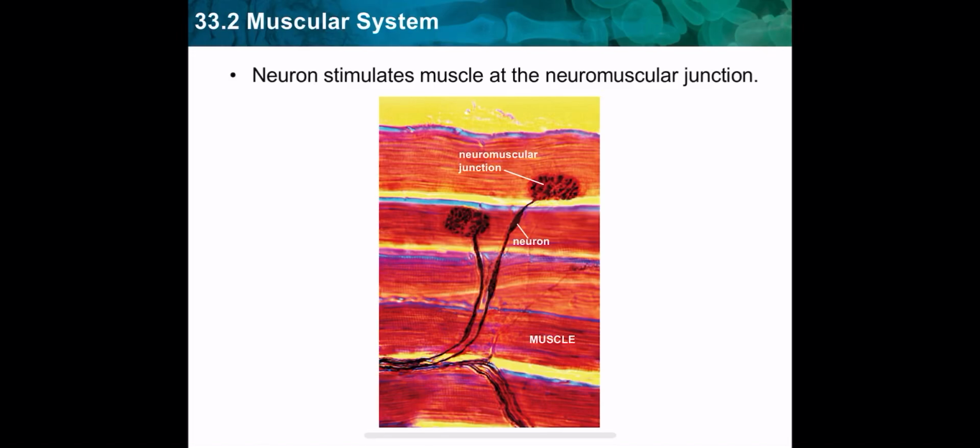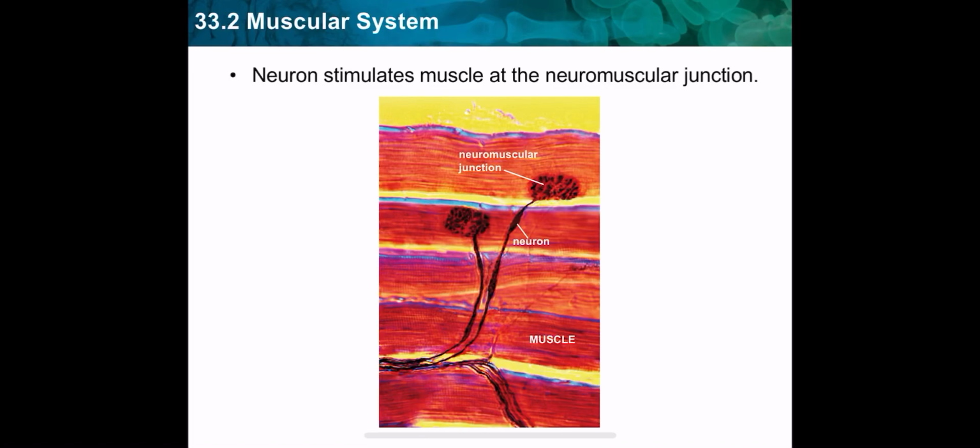Guys, let's complete section 33.2, the muscular system. The last thing we covered was what stimulates muscles to start contraction, and we said neurons stimulate muscles to start contractions at the neuromuscular junction.